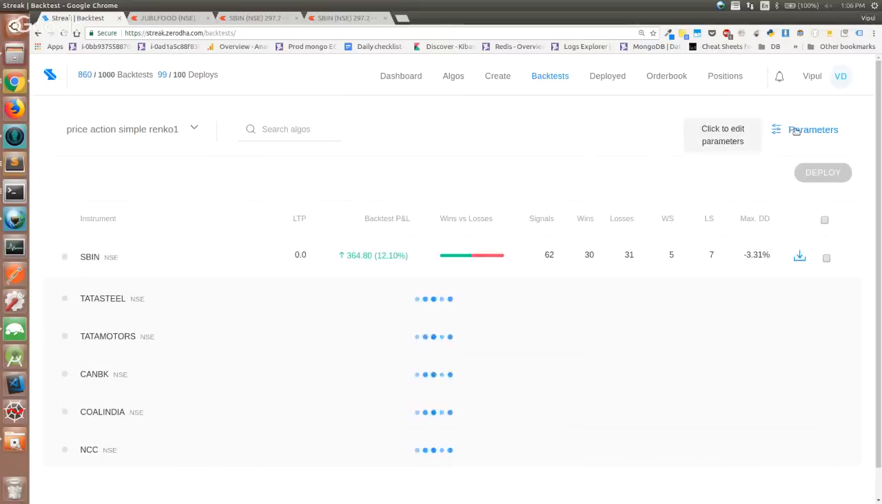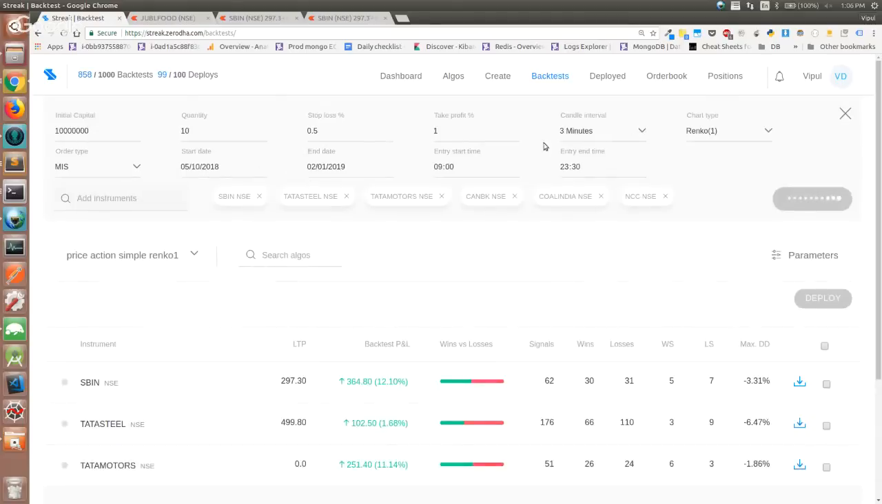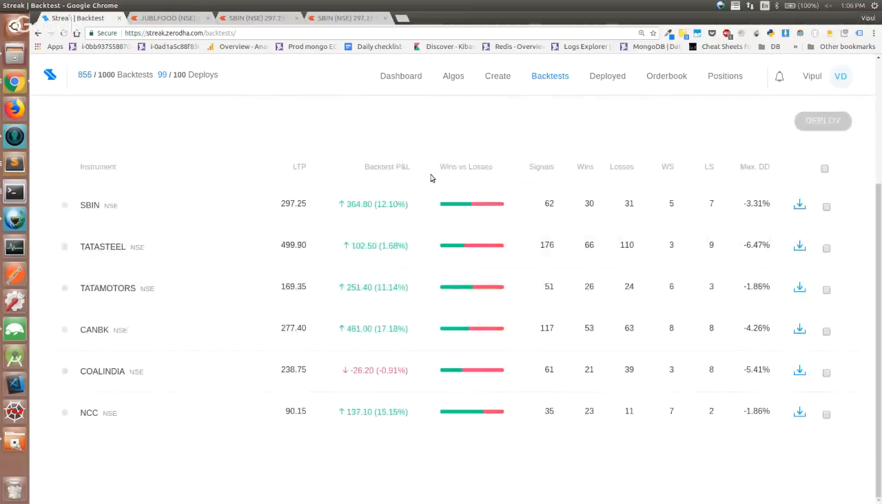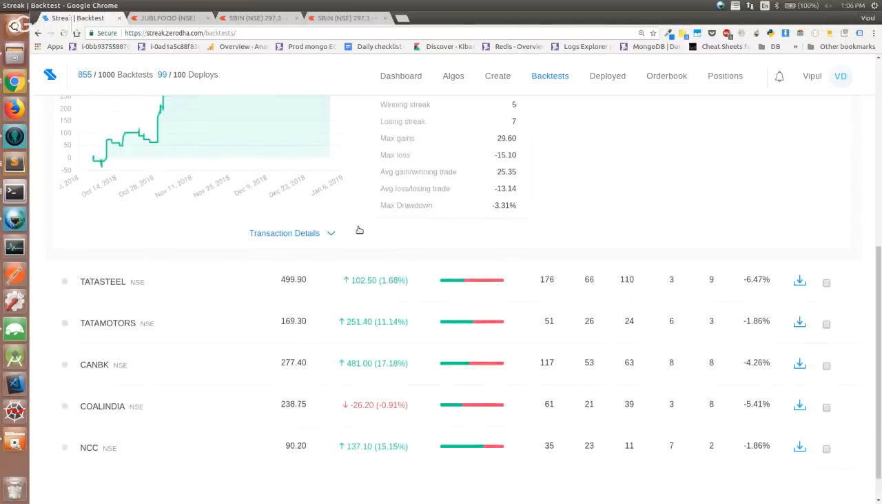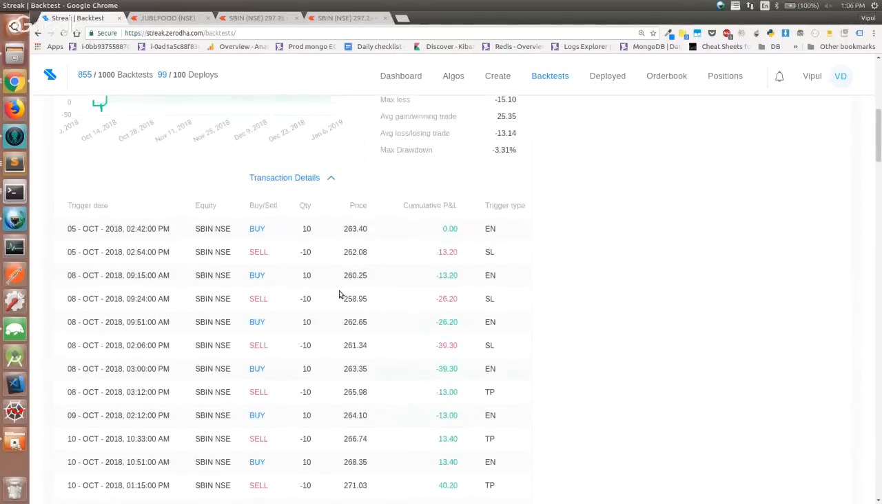Now that this backtest is running for the last 3 months, you can see the date from 5th October to 2nd of Jan 2019 for a 3 minute period on a Renko brick size of 1. Take profit is 1%, stop loss is 0.5%, right? When using Renko, I would always spend time analyzing the trade log, which you see here. Without the trade log, don't trust Renko at all.